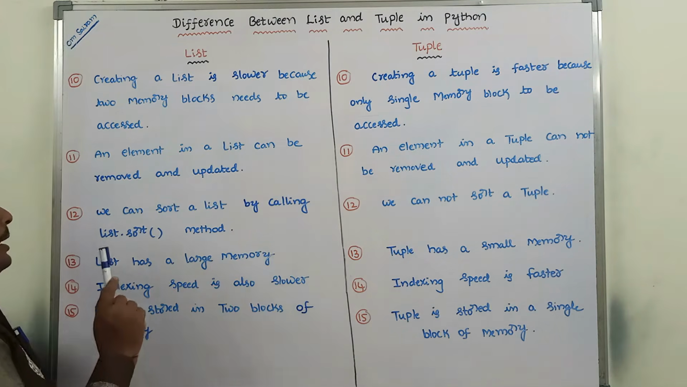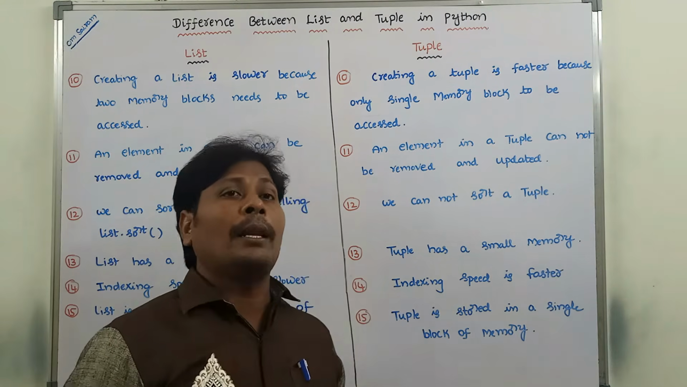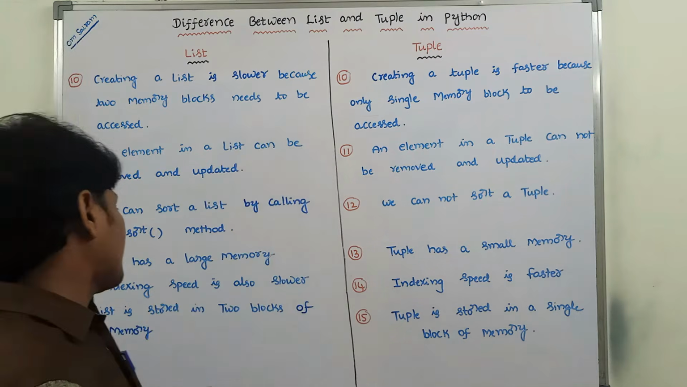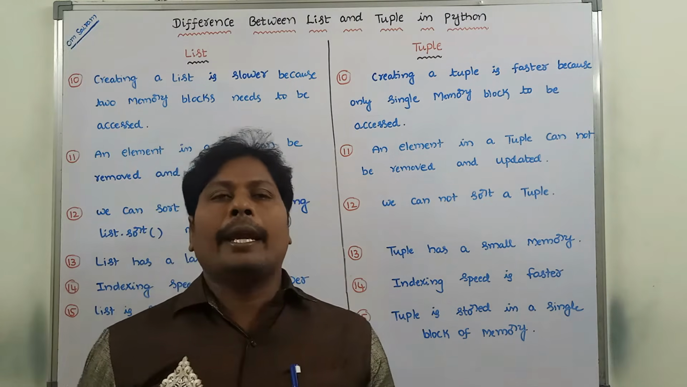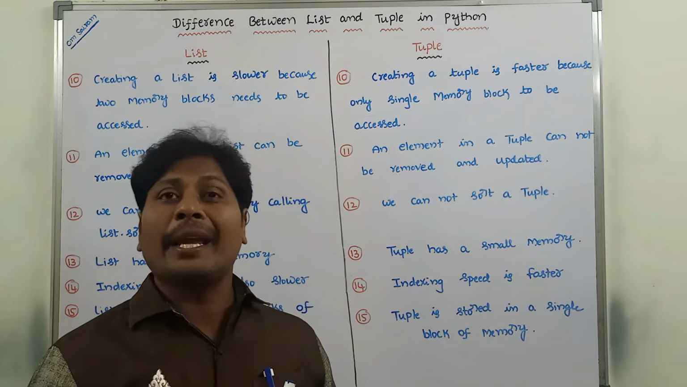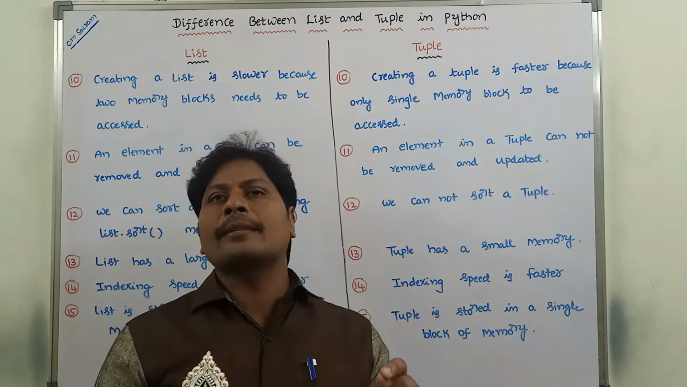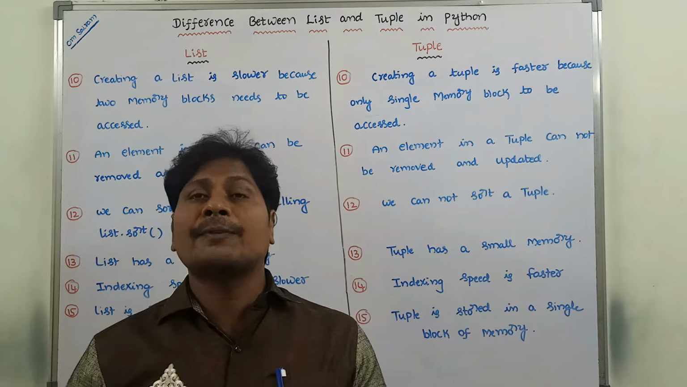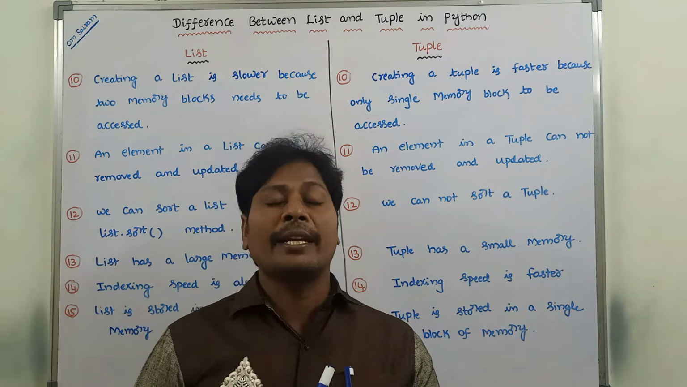Next one, list has a large memory, whereas tuple has a small memory. Next one, indexing speed is slower in list, whereas indexing speed is faster in tuple. Indexing means the elements in a list start with index 0 and end with index n minus 1.